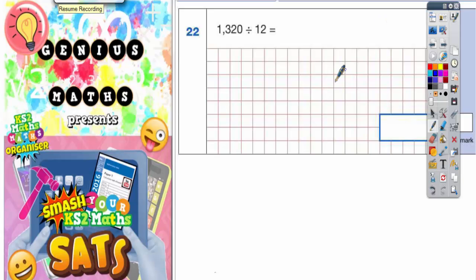Question 22. 1320 divided by 12. Now I'm going to do this two different ways. The first method is I'm going to show you the chunking method for division. So when you're chunking, you need to subtract easy chunks of 12 away from 1320.